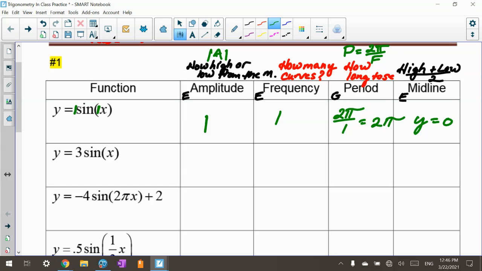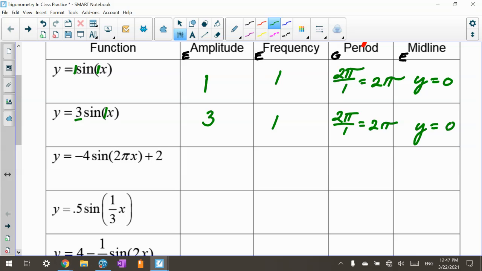This one is 3 sine x. As you can see, the 3 here for the amplitude means it's a vertical stretch. I have 1 for frequency. My period is 2 pi over my frequency, or 2 pi. And again, I'm not adding or subtracting anything, so my midline is y equals 0.